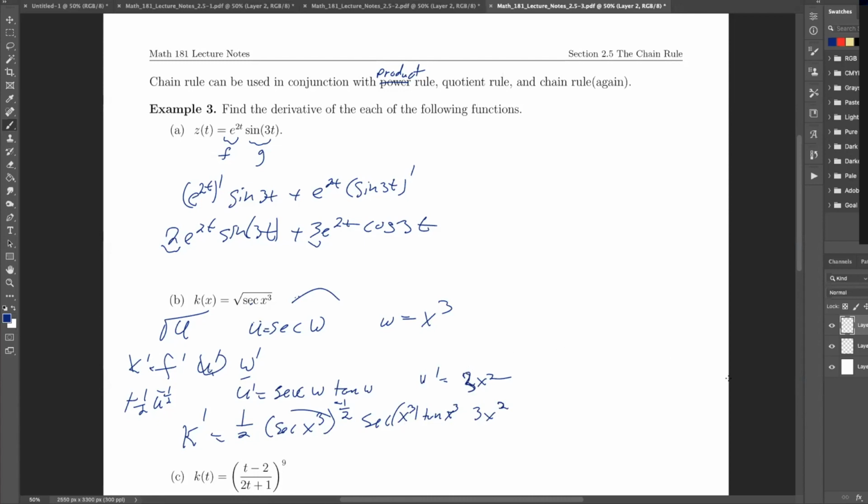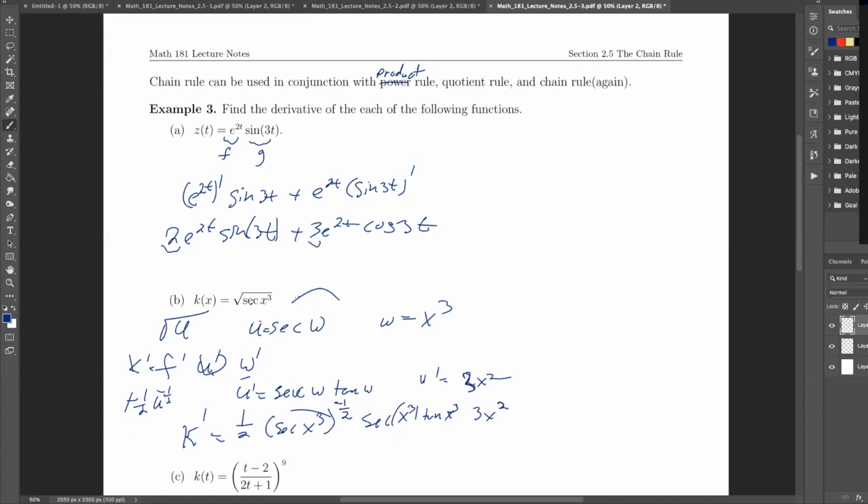And so here we do a chain rule, and then we still have to do one more chain rule to keep things going. And so something as simple as the square root of secant of x cubed.